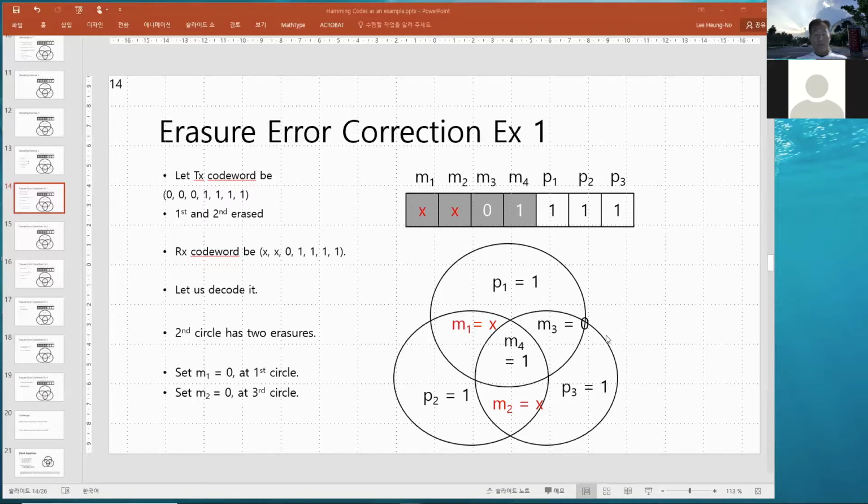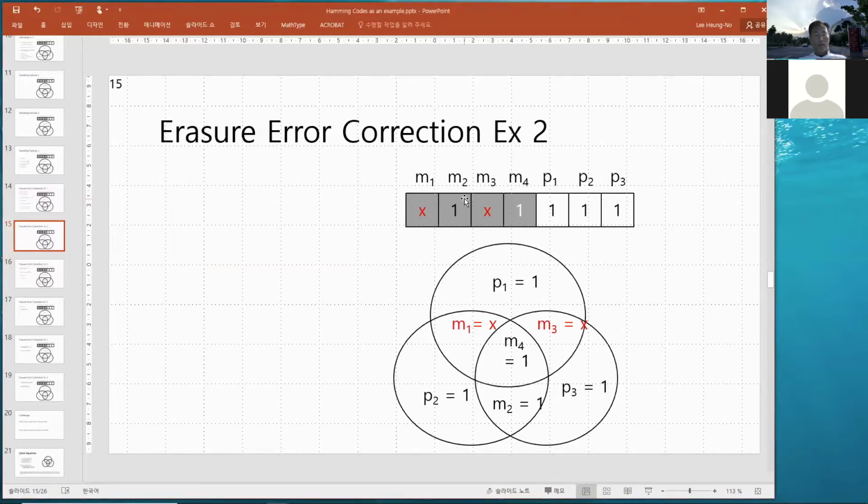Using the same rule here, I have M2 set to 0, so that this equation or circle is satisfied. So both of them are 0. Then make sure that the third circle is also satisfied with a 0 and 0 here. Yes, it is satisfied. So that was the first erasure error correction.